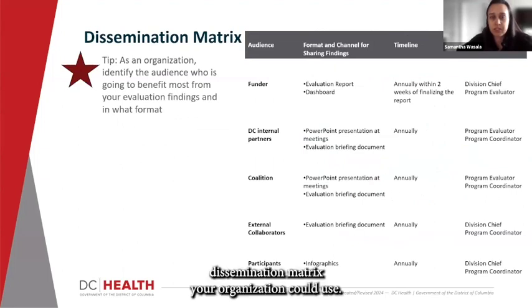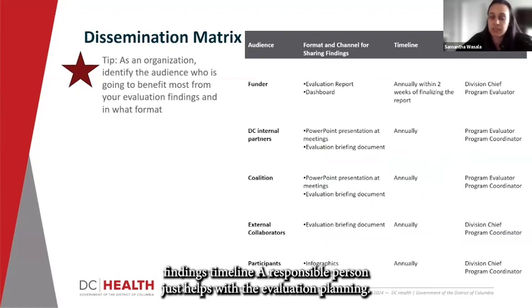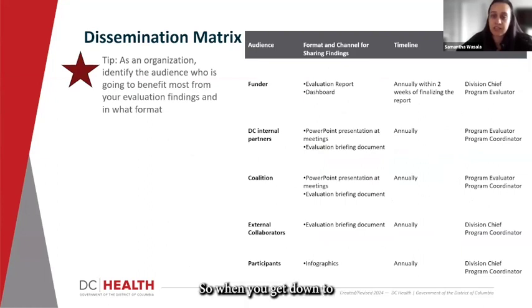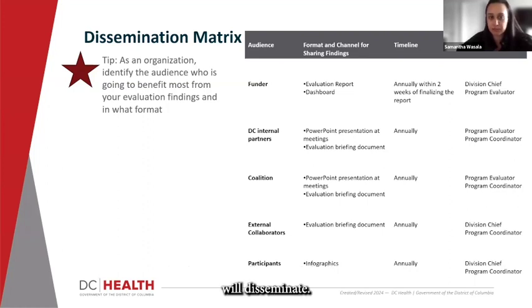And here's a dissemination matrix that your organization can use. It looks at the audience, the format, channel, sharing findings, timeline, and responsible person. It just helps with the evaluation planning. So when you get down to sharing the results, you have it organized on how your organization will disseminate.